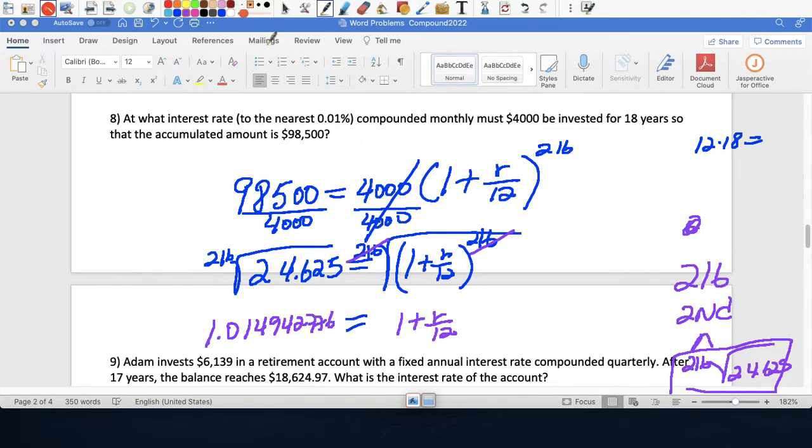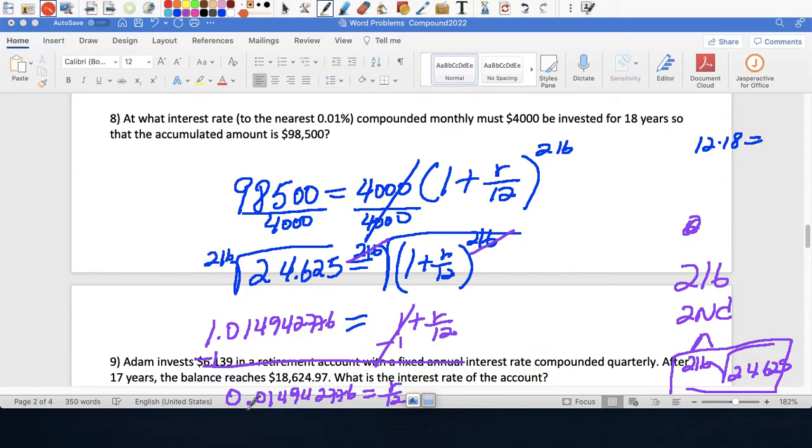So how do we do this? Well, we're going to subtract 1 from this side. We're going to subtract 1 from that side, right? So these two go away, and here 1.0149427776 subtracted by 1 is just going to give us 0.0149427776 equals r over 12.